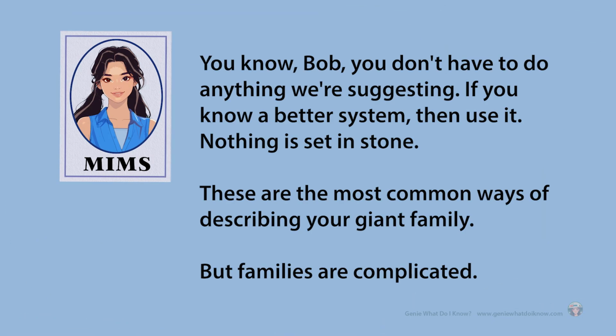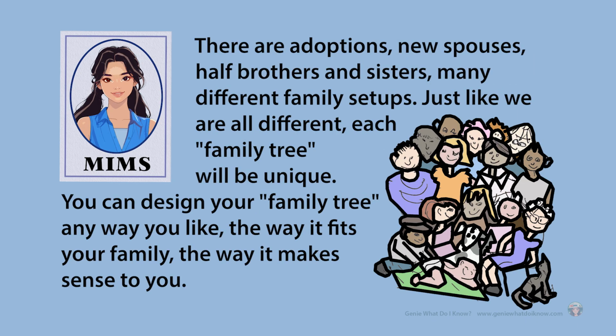You know, Bob, you don't have to do anything we're suggesting. If you know a better system, then use it. Nothing is set in stone. These are the most common ways of describing your giant family. But families are complicated. There are adoptions, new spouses, half-brothers and sisters, many different family setups. Just like we are all different, each family tree will be unique.